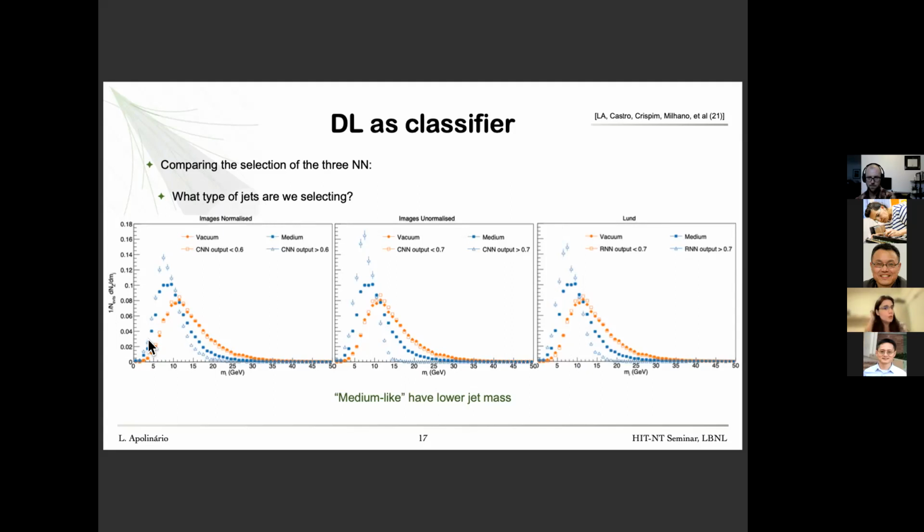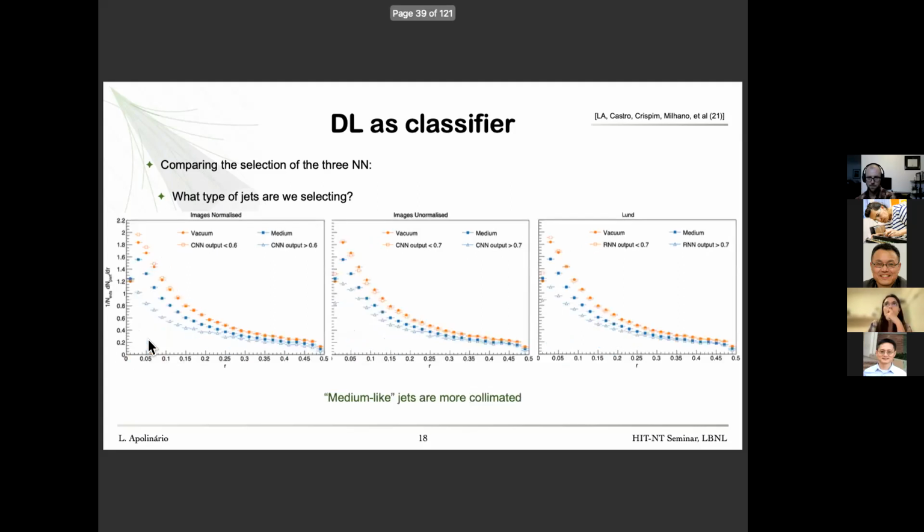That is something that we are also aiming for, right? We don't want to distort what we know. Independently of the selection of the neural network, we want to make sure that the jets that we are recovering as identified as vacuum-like are not distorted with respect to our pp reference.